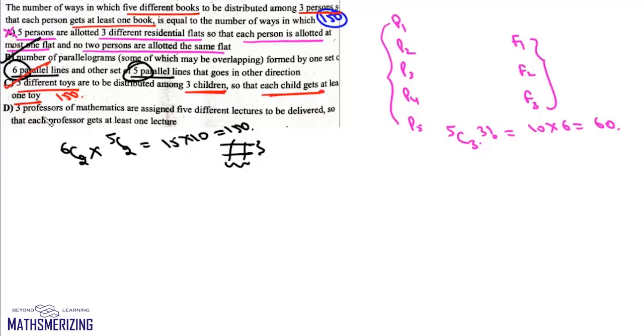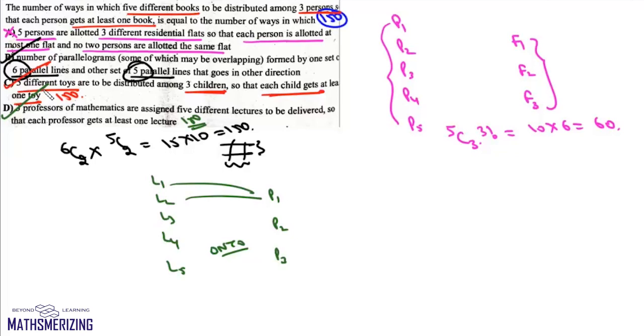And now the last one is: 3 professors of mathematics are assigned 5 different lectures to be delivered so that each professor gets at least 1 lecture. So now we have 5 different lectures, L1, L2, L3, L4 and L5, and we have 3 professors, P1, P2 and P3. Each lecture must have a professor, and each professor must have at least 1 lecture, which again is the condition of onto functions, which again will be 150. So this option D is also correct. So the correct options are B, C and D.